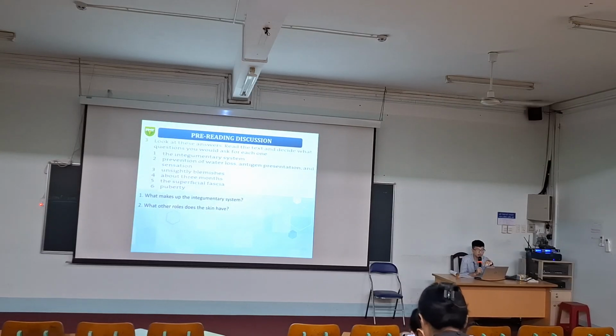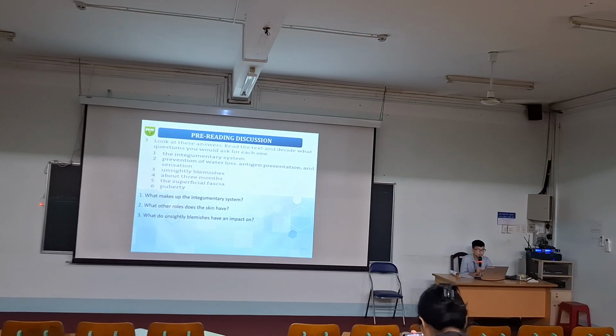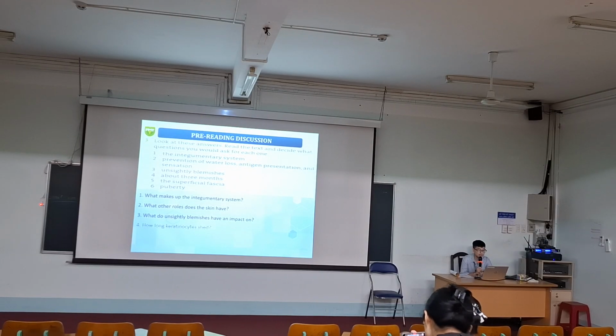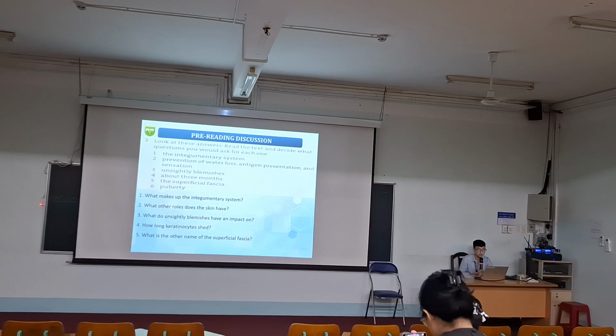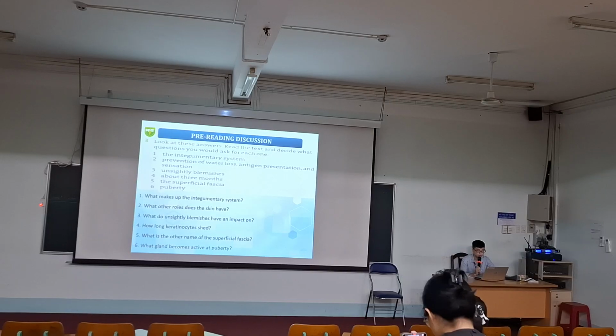Number 3, unsightly blemishes. What do unsightly blemishes have an impact on? Number 4, about treatment. So that's how long keratinocyte shed? And number 5, superficial feature. What is the other name of the superficial feature? Lớp này gọi là gì nè? Number 6, what can becomes active? Rồi bây giờ anh chị tìm câu trả lời cho mình ha.